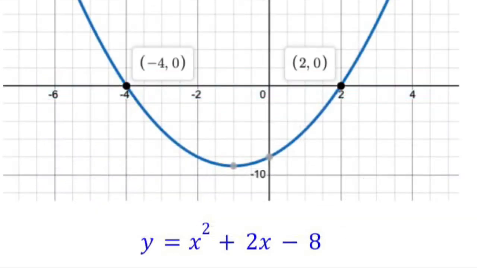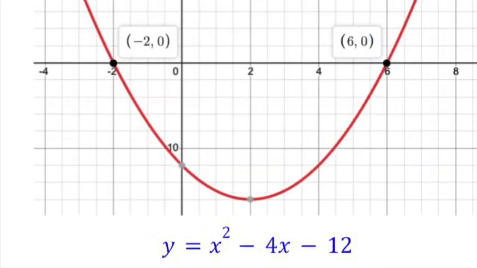Here we have an equation in standard form, so it's not going to be as easy to find the x-intercepts as it was in factored form. So our equation is y is equal to x squared plus 2x minus 8. And there is a pattern that we can see. We can notice that if I multiply those two x-intercepts, the 2 times the minus 4, it definitely gives me minus 8. So that's interesting.